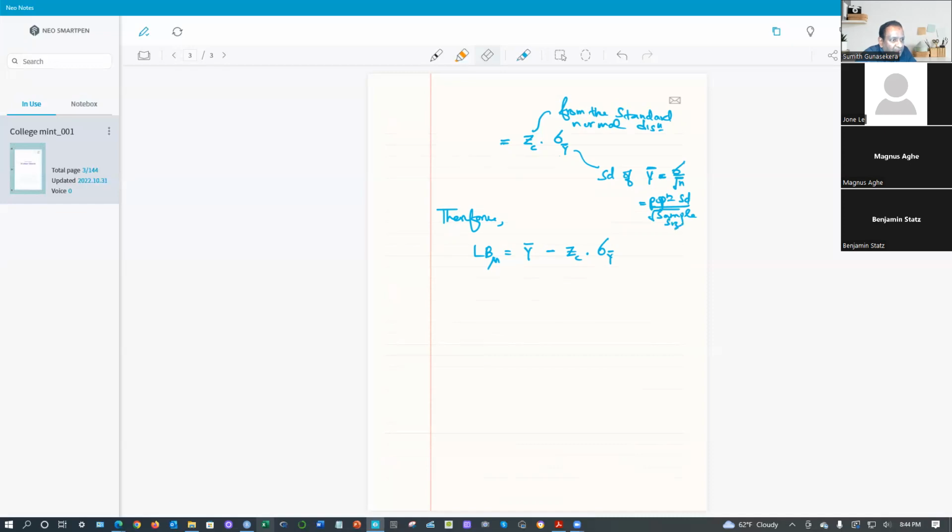Now, y bar is a very tricky part. We have only one y bar, one sample mean only. How come you have a spread? In order to talk about spread, you have to talk about the histogram. Yes, that's what we are planning to do today. So this is the same as y bar minus Z_C sigma over square root of n.